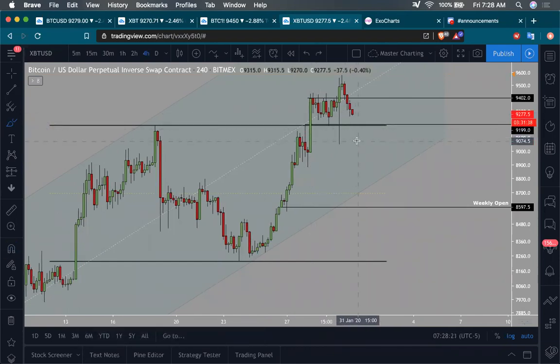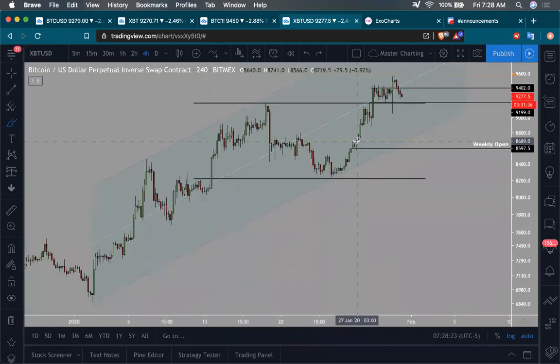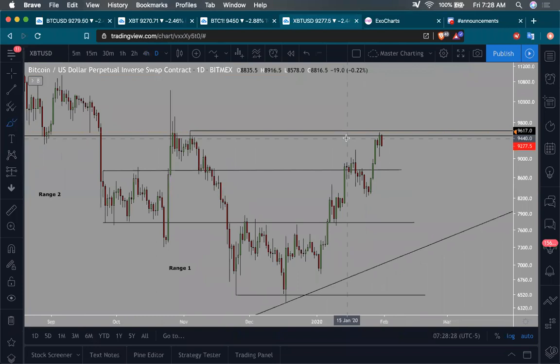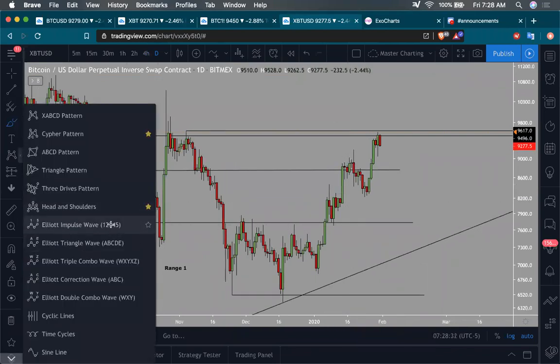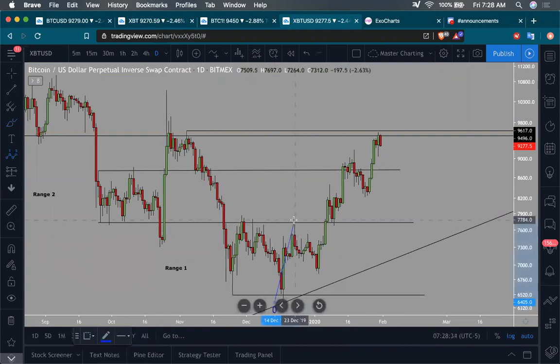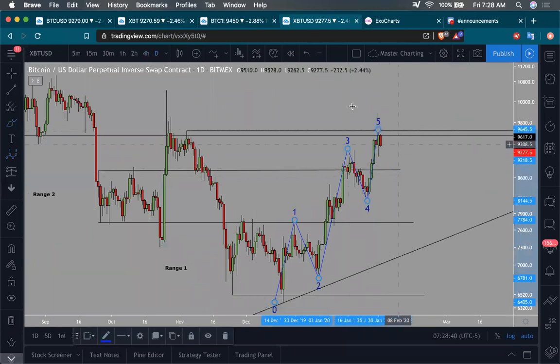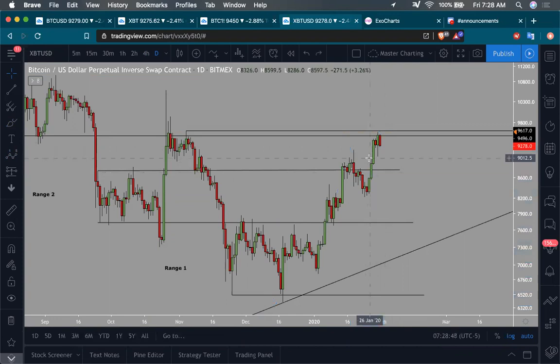Because what that would tell me is we may have finished a larger 5-wave count, like I've been showing you all the day before. It's kind of like this, right? This could have been the 1, the 2, this could be the 3, the 4, and this is the 5, okay? If that is the case and we start coming down here in the 9,000 region, I don't think it's a good thing, okay?